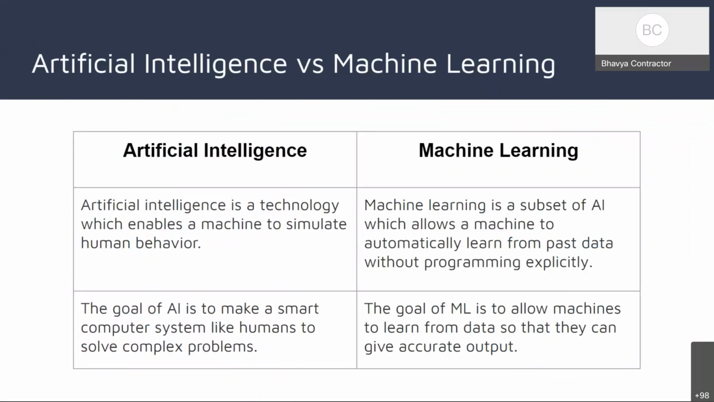And if we talk about the goal of both of them, then the goal of artificial intelligence is to make smart computers which can solve problems like humans. And the goal of machine learning is to allow the machines to learn from data so that they can give the output for the new data. So in this way, artificial intelligence and machine learning are different from each other.